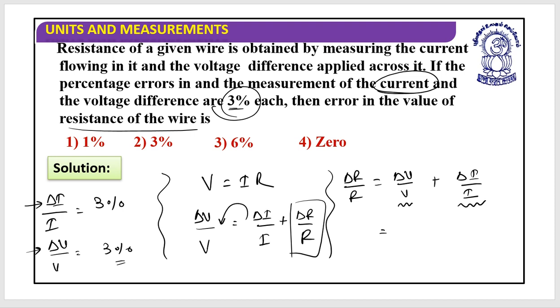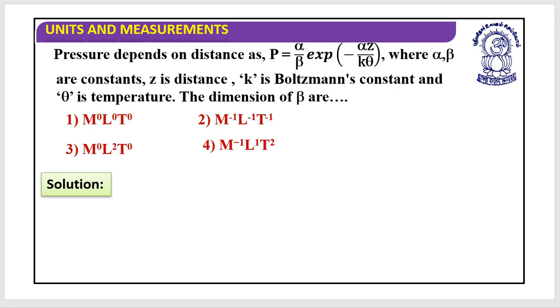So delta V by V plus delta I by I is 3% plus 3%. So this comes to 6%. This is delta R by R. Got it? Okay. Let's move to the next question very quickly.